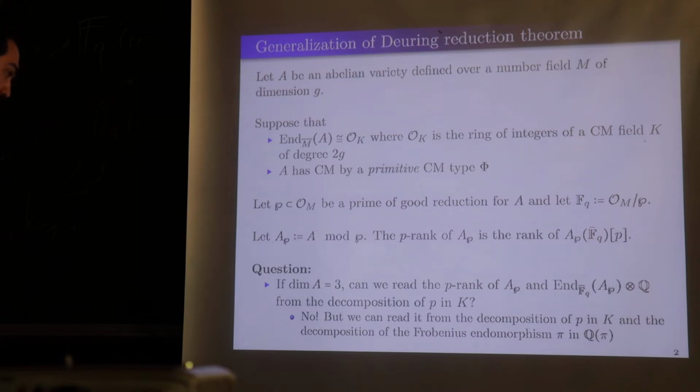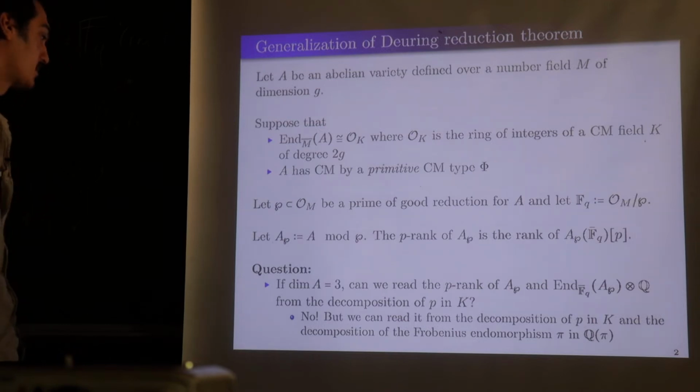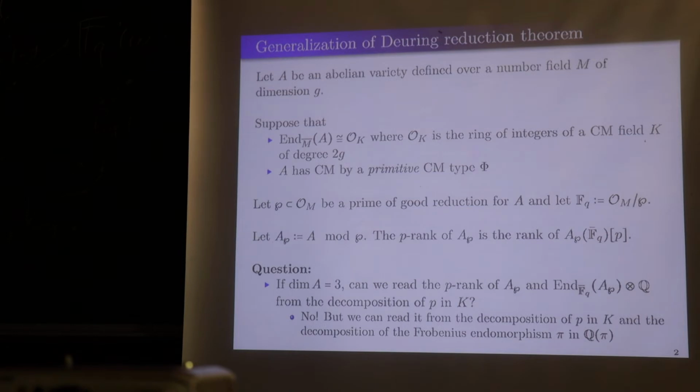So we have questions. In dimension 3, can we read the P rank of AP and the endomorphism algebra from the decomposition of P in K? It's no, but we can read it from the decomposition of P in K and the decomposition of the Frobenius endomorphism pi in Q pi.